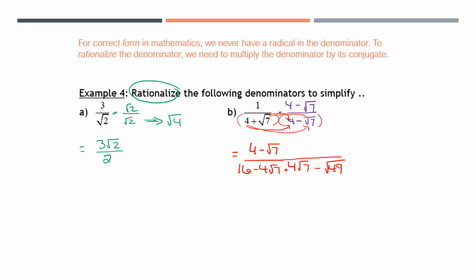So we're not going to have any radicals left in our denominator. We have 4 minus root 7 in the numerator. I can have a radical there, that's no problem. These two are gone. So I have 16 minus 7. 16 minus 7 is 9. So I get 4 minus root 7 over 9. And now I have a denominator that is rational. I've rationalized my denominator again.